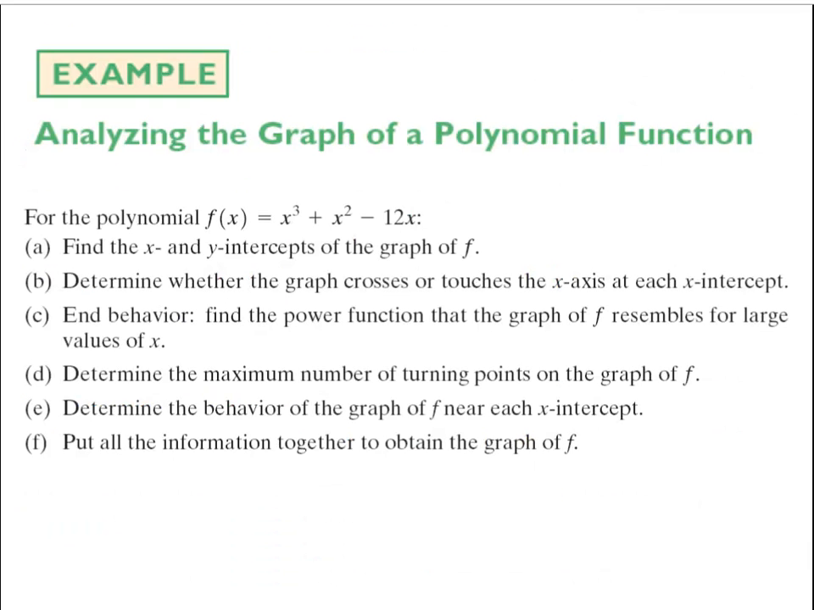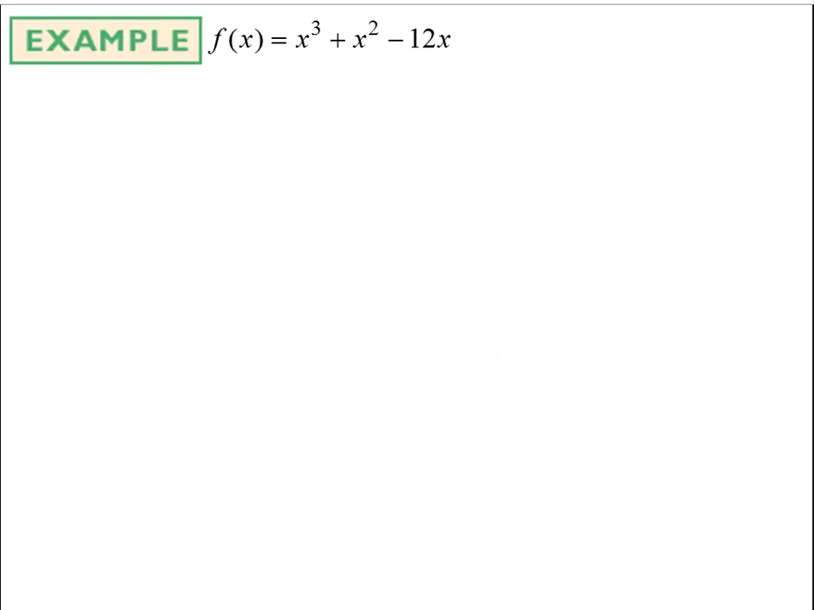All right, so let's do one last example similar to what you're going to see in the homework. In this example, it says, find the x and y intercepts, determine whether the graph crosses or touches at the intercepts, what's the end behavior, what's the maximum number of turning points, and then determine the behavior of the graph near the intercepts. Put all this information together to sketch the graph. I want to point out that this polynomial is not given to us in a factored form. So what we're going to do first is factor this polynomial.